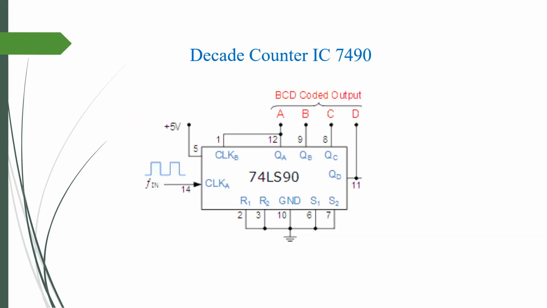IC 7490 is used as decade counter IC. Outputs are taken at QA, QB, QC and QD. All reset pins are connected to ground. The circuit connections are shown in the figure.